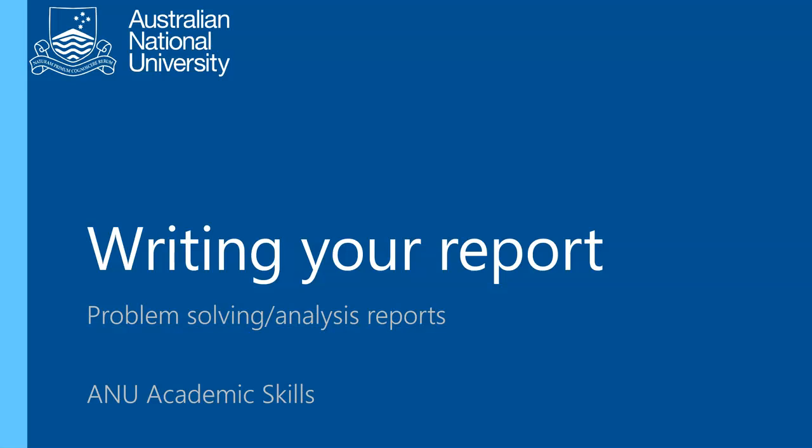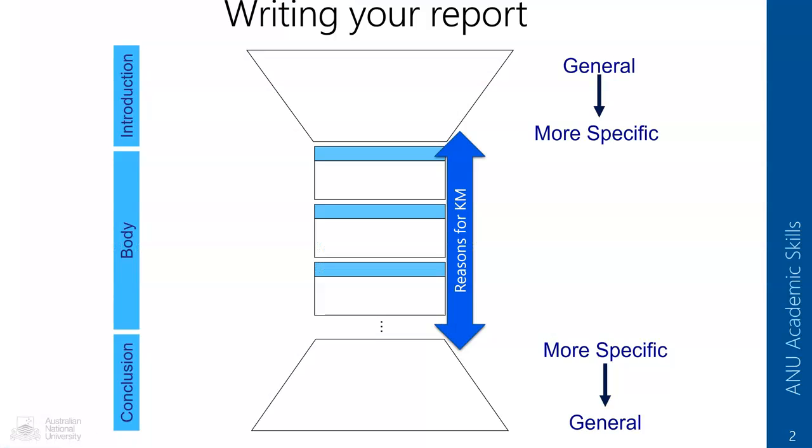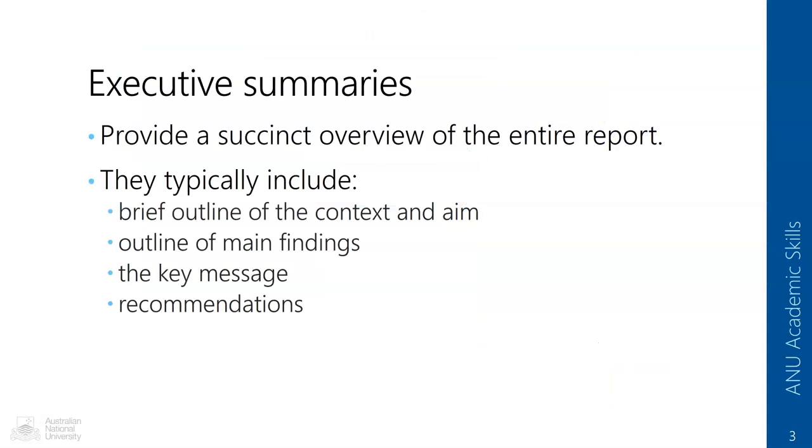Hello, in this academic skills video, learn how to write an effective report that has a clear message. When it comes to writing your report, focus on setting up your key message in the introduction, developing your key message through your sections and topic sentences, supporting your ideas with good evidence, and summarizing your findings in concluding sentences and your conclusion. The executive summary should provide a concise and clear overview of the entire report.